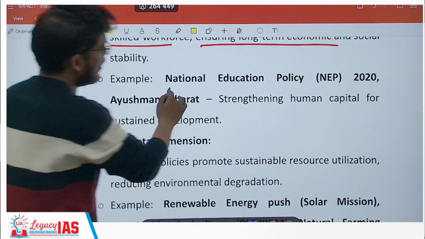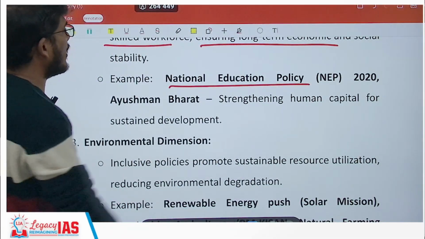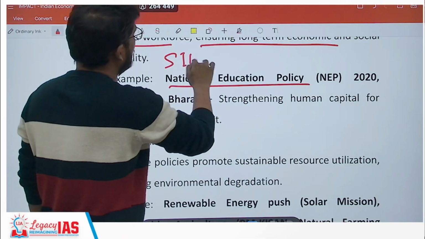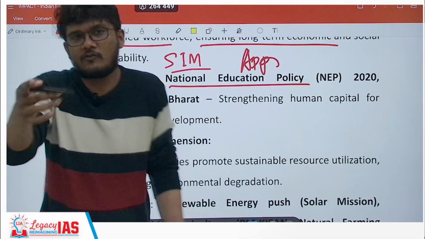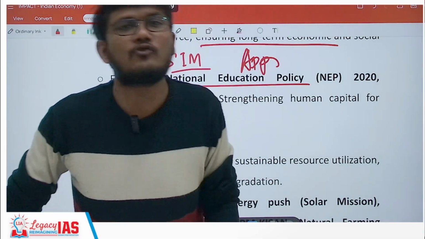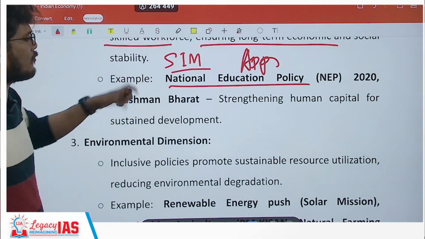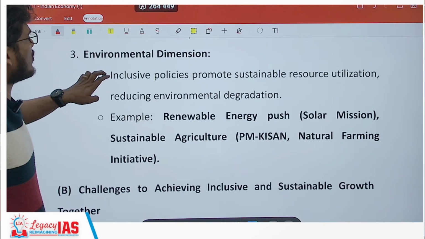And for that, you can talk about the National Education Policy, the Skill India Mission, and you can also talk about the Apprenticeship Yojana. Now this comes to the content part. You should be sorted with that. I will just tell you that you have to mention the schemes of the government which are helping to do this.